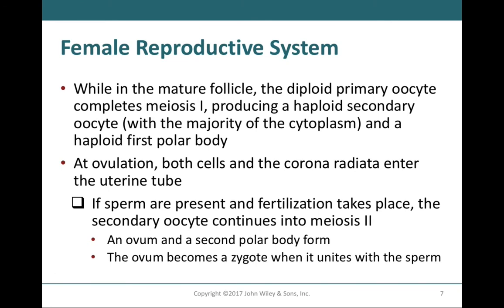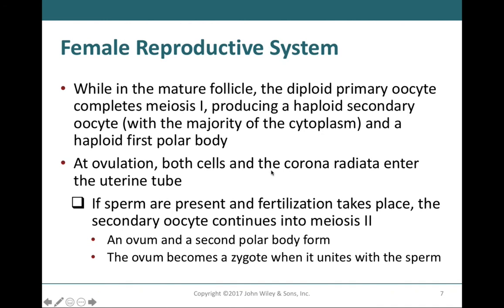So the process of oogenesis actually only produces one viable gamete. The process of spermatogenesis produced 4 viable gametes, and oogenesis is only producing 1. So that's a very important distinction that we need to make about meiosis in both the male and the female.